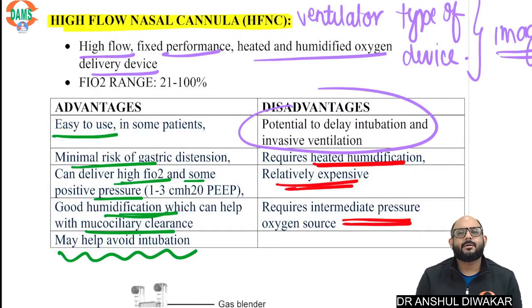So use of HFNC is very, very good in pediatric patients, but in adults we are still exploring that option. Okay.